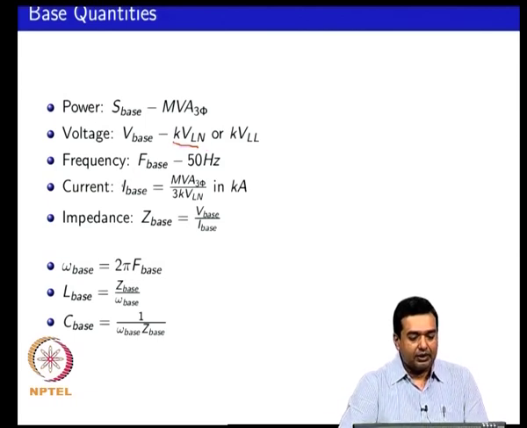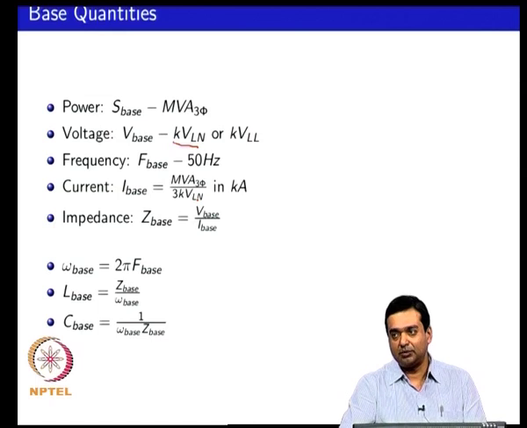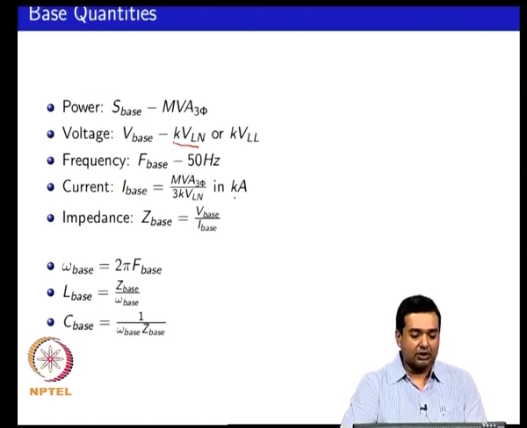Your current base can be defined as your power base divided by 3, divided by your voltage base on a line to neutral basis. So this gives your base current in kiloamps. Okay.